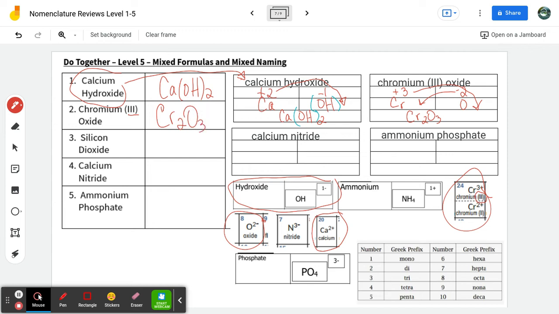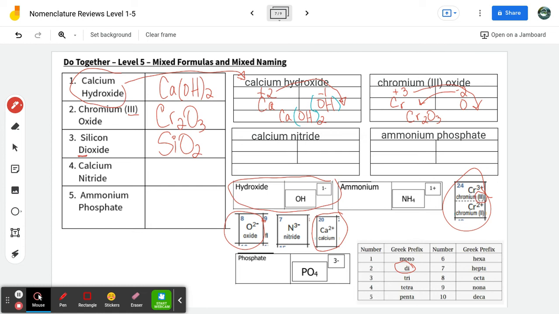Silicon dioxide is your example that does have a prefix. So di is 2. You won't use a formula chart for this one because your subscript comes from your prefix. So that's just SiO2.